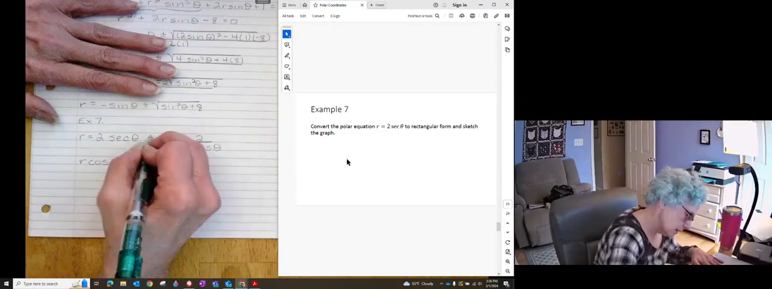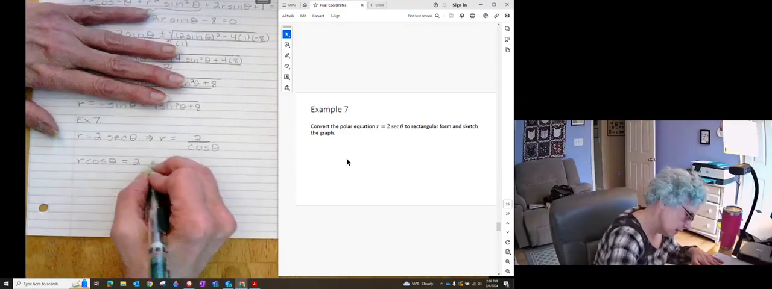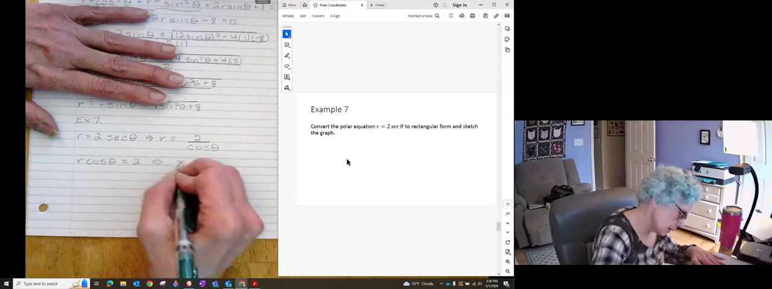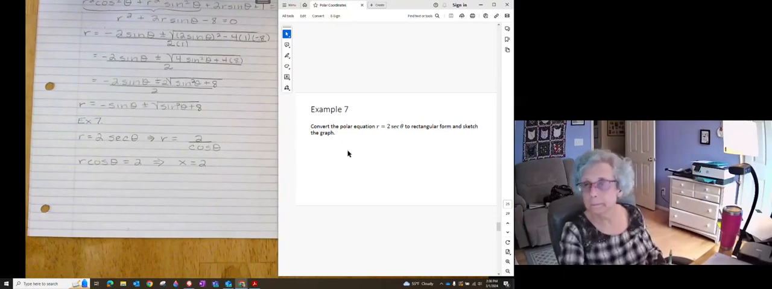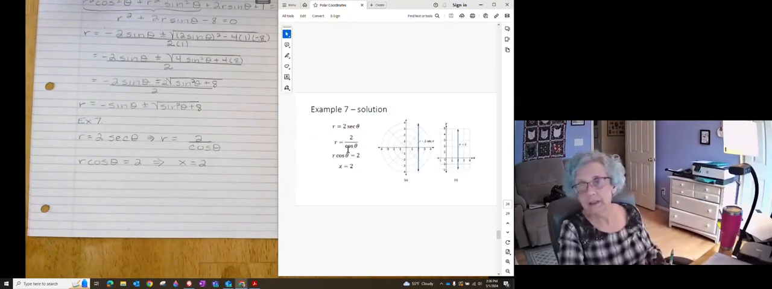Let me put a little arrow between there. X equals 2. It's just a vertical line. There's the pretty picture.